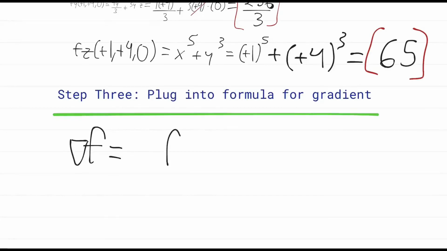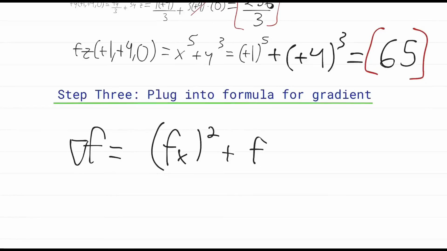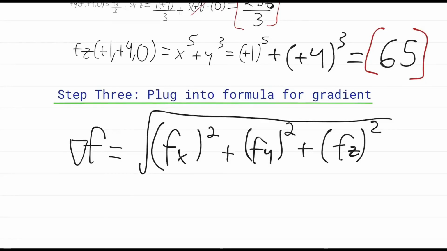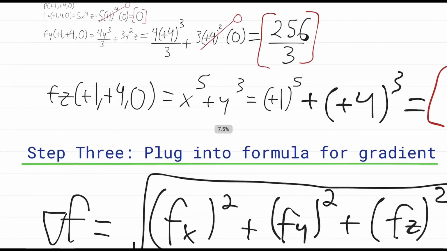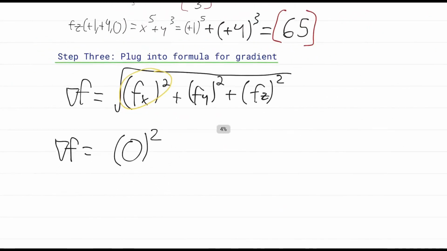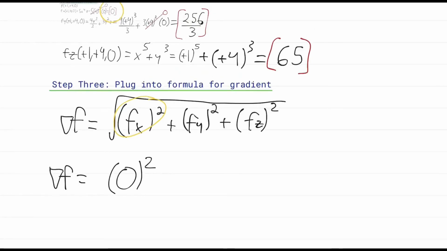Right here I'm going to rewrite the formula. The gradient along a point would be the square root of partial x squared plus partial y squared plus partial z squared, because gradient is a magnitude. So now all we're literally going to do is plug in the points. What is our partial x? Our partial x was evaluated to be 0. So I'll go ahead and circle it. Our partial x was evaluated to be 0 squared plus our partial y.